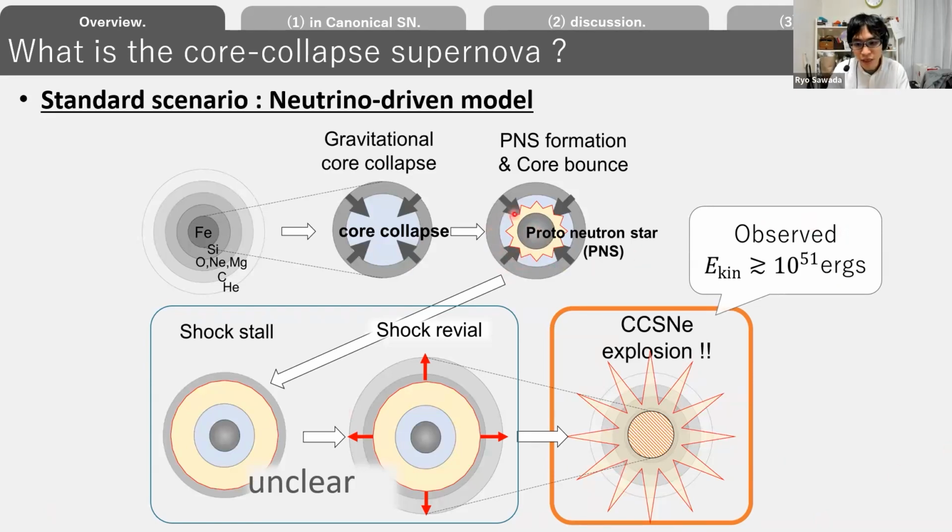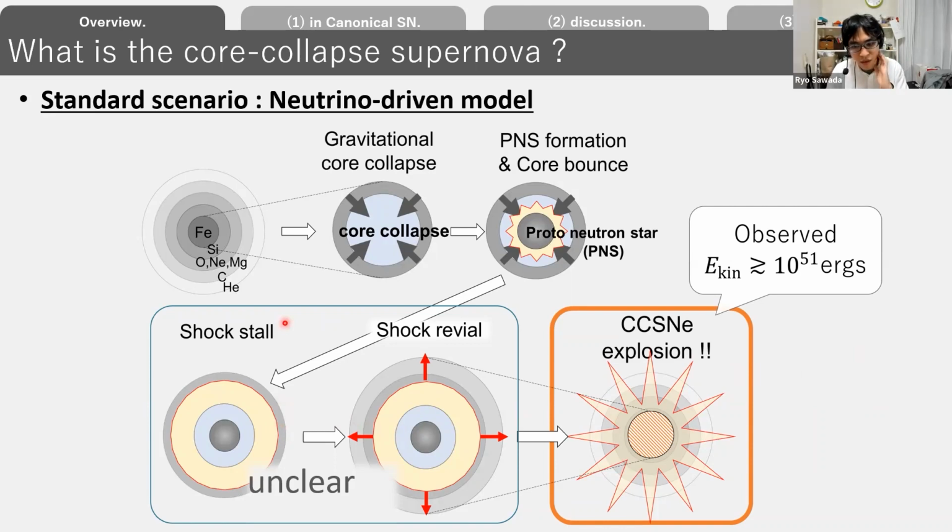The recoiled material on the surface of the protoneutron star generates a prompt shock wave. However, this shock wave stalls at once and is revived by some kind of heating mechanism, and then the explosion succeeds. Since neutrinos are the best candidate for the heating mechanism, this scenario is called a neutrino-driven explosion.